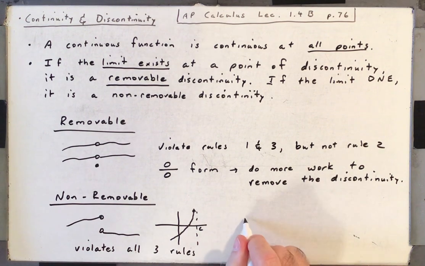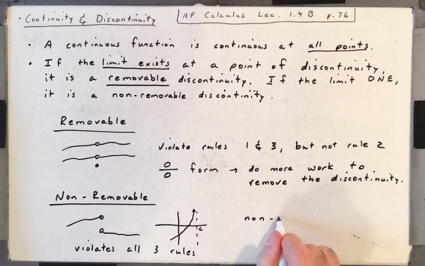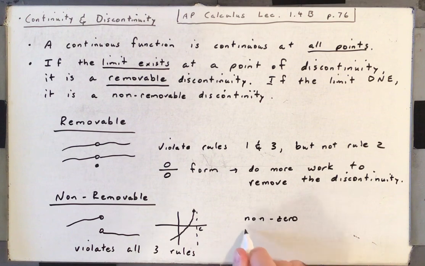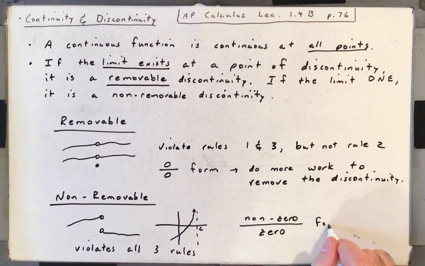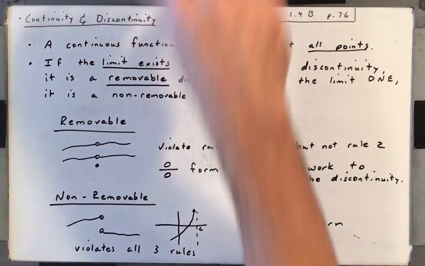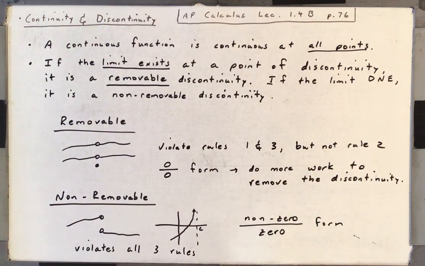And this is where you would have non-zero. So you plug the number into the function over 0. So you can't really do any more work in that case. All right, let's do a few examples and then we will be done.